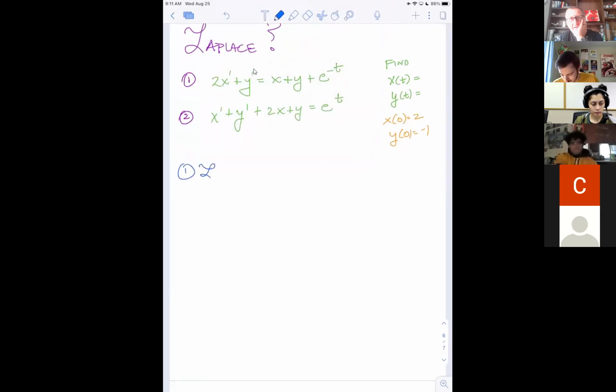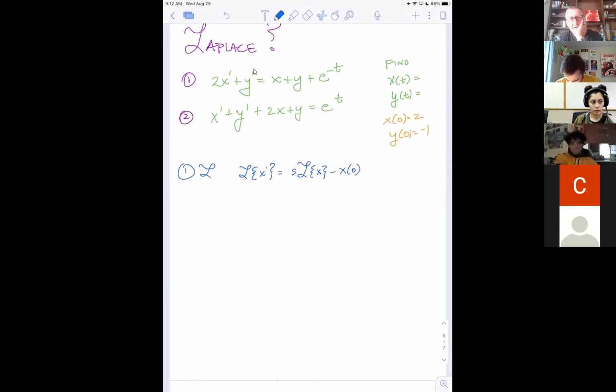Equation 1. So let's see, 2 times the Laplace transform of X prime. Remember, the Laplace transform of a derivative, harkening back to the last test, is s times the Laplace transform of the function that we don't know. In other words, it takes the derivative away, minus that function evaluated at 0. So it's no different. That's the point. It's X instead of Y. It's just some function.